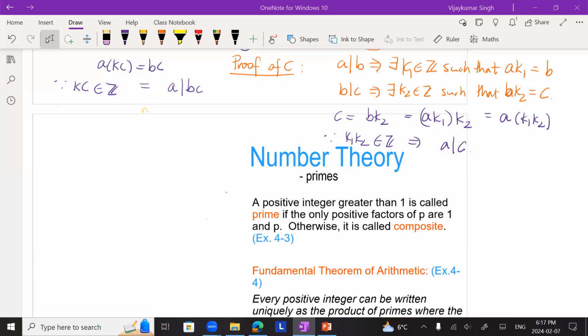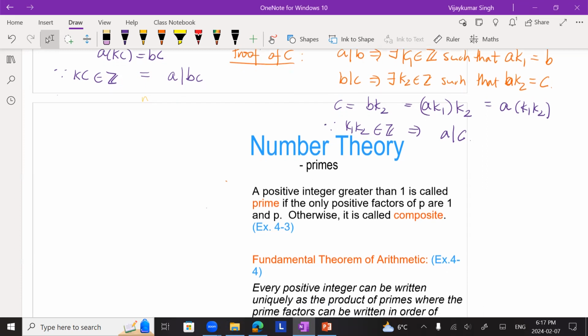Okay, so the next important result is about primes. Again, we are defining a bunch of things. So what is a prime number? A prime number is a number. Well, what kind of numbers qualify to be prime? When we talk about prime numbers, we only restrict ourselves to positive integers greater than 1.